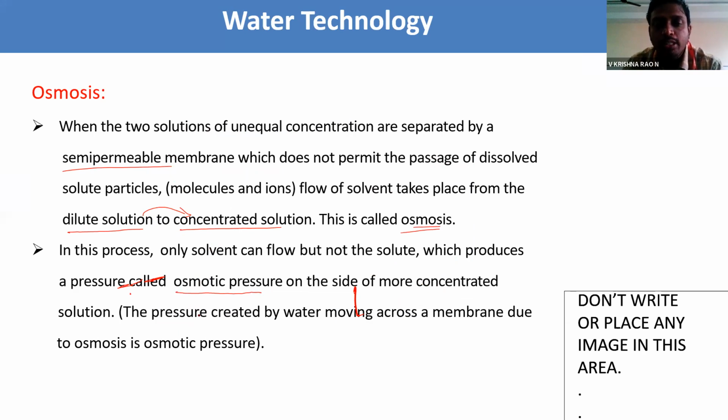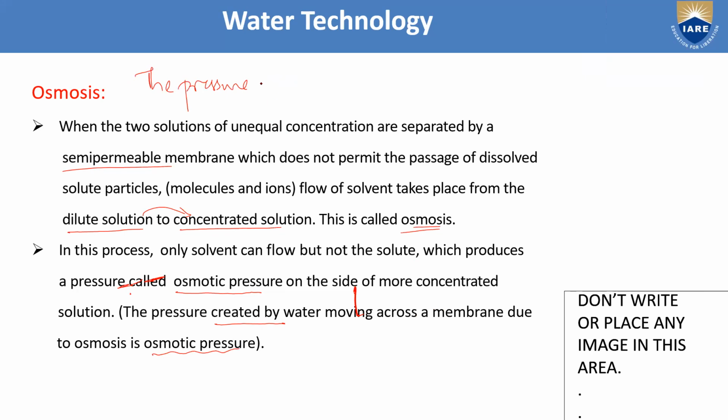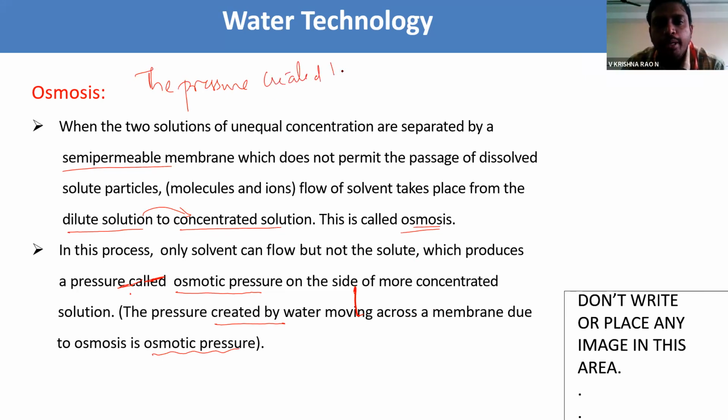What is osmotic pressure? The pressure created by the water moving across the semi-permeable membrane due to osmosis is called osmotic pressure.